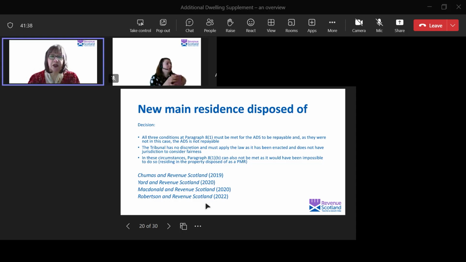In situations where the new purchase is disposed of, not only does it fail the first of the repayment conditions, it would not be able to meet the second and possibly the third of those conditions either. B being the dwelling that was the buyer's only or main residence at any time during the period of 18 months ending with the effective date. So if they've sold the new main residence, that was never their main residence prior to the effective date. And condition C, the dwelling that was or formed part of the subject matter of the transaction has been occupied as the buyer's only or main residence. Again, if that's the dwelling that's been sold, that's never been their main residence at any time. So condition C wouldn't be met there either.